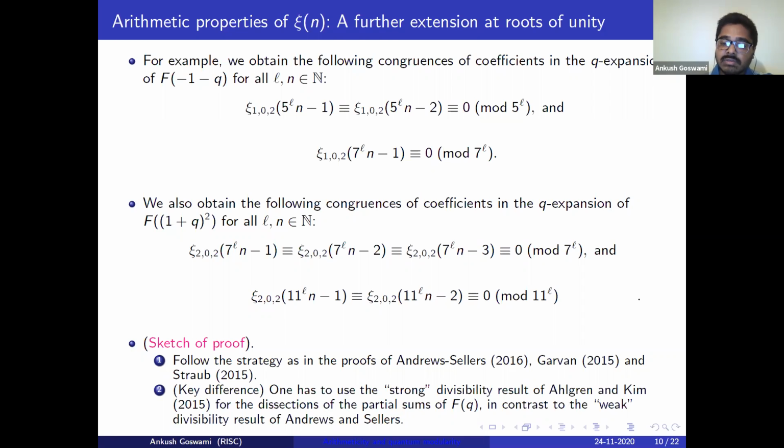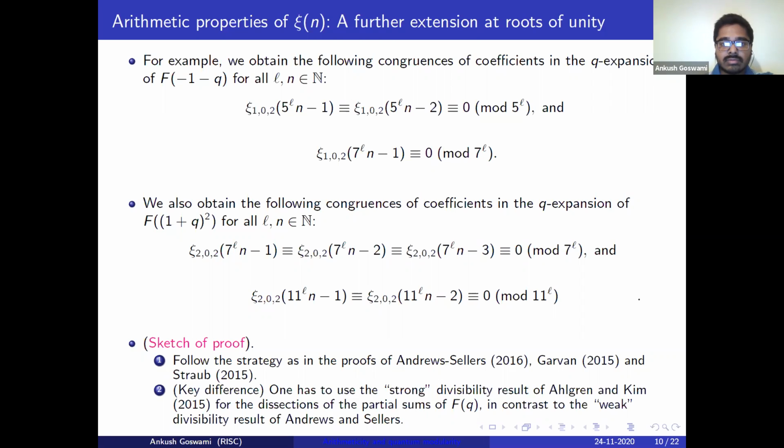And in Andrews and Sellers' paper, they use this weak divisibility result, which is about these dissections being divisible by 1 minus q to some power. So the main key difference is that one has to use the strong divisibility result of Ahlgren and Kim in contrast to the weak divisibility result of Andrews and Sellers in the proof.